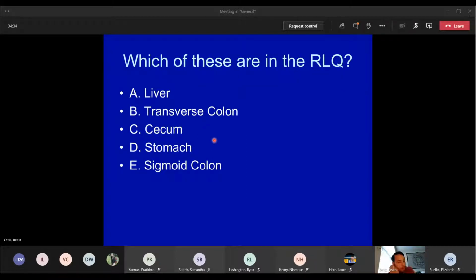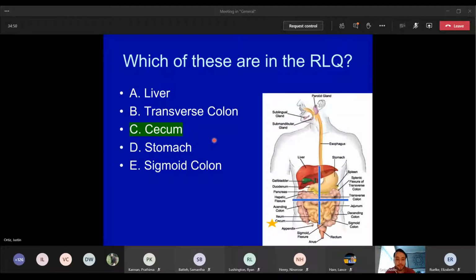Can anybody name me one more really high yield organ or structure that's in the right lower quadrant? Super high yield. Yeah, the appendix. Yeah, the vermiform appendix. So I would definitely keep those on the highest of your yields in regards to the right lower quadrant. For sure, the vermiform appendix and the cecum as well, right? So the sigmoid colon is actually on the left lower quadrant, so it's on the opposite side. Don't get those two mixed up, right?